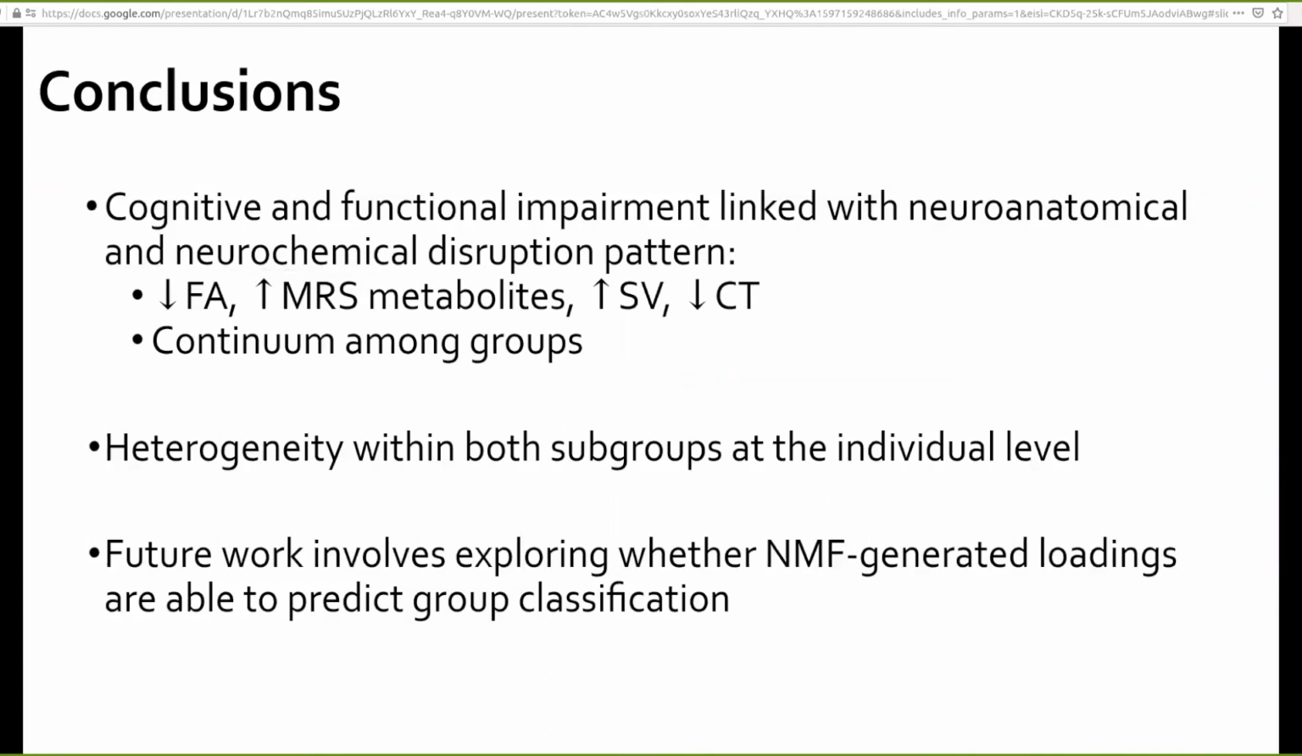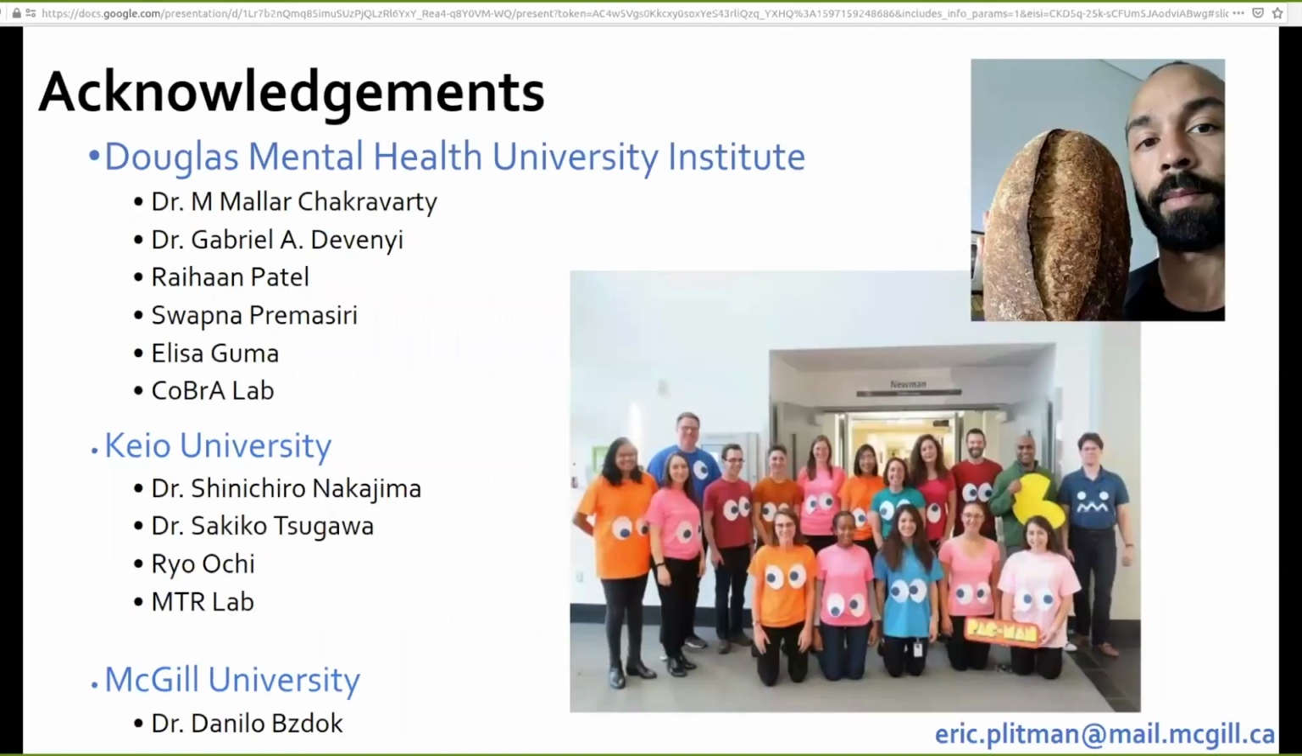Ultimately, using NMF, we were able to identify data-driven patterns within multimodal neuroimaging data. On average, the TRS group has a greater expression of the identified pattern of disrupted anatomical and chemical brain features, which corresponds to the greater cognitive impairment and decreased functional capacity observed in this patient population. However, within both patient subgroups, there is marked heterogeneity at the individual level.